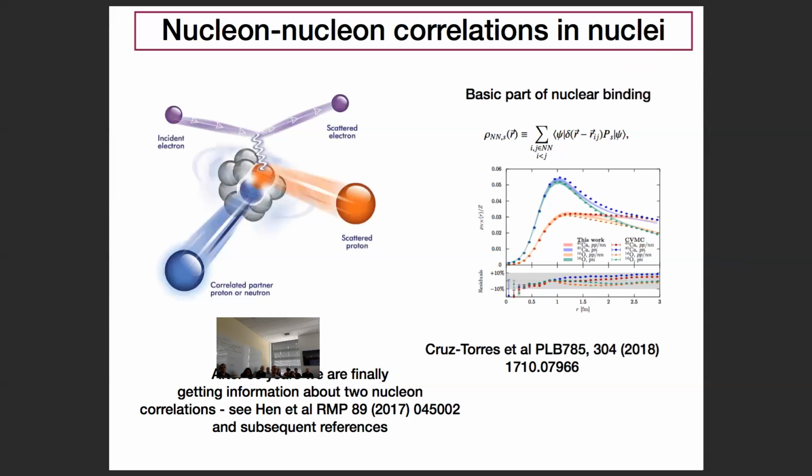The idea is that in the initial state, if the particles are strongly correlated, you sort of have momentum back to back. So you hit one, it goes out forward, and the other one goes out back, and they can now detect the electron and two protons. And so we're finally getting some information about two nucleon correlations, and this is in this review article by Hen et al. Here's a picture in first quantized notation. This is the same density we had before. This is the probability of finding nucleons separated by a distance r.